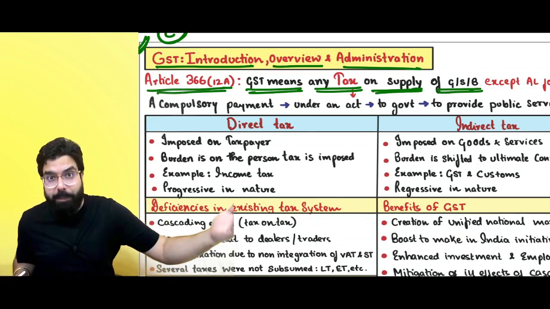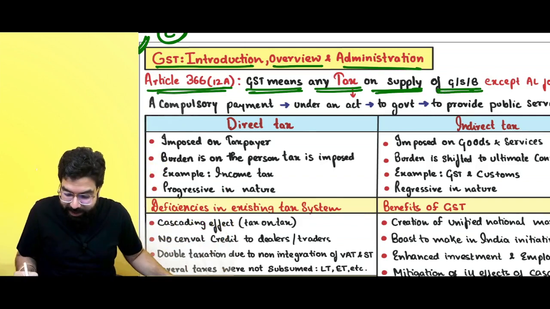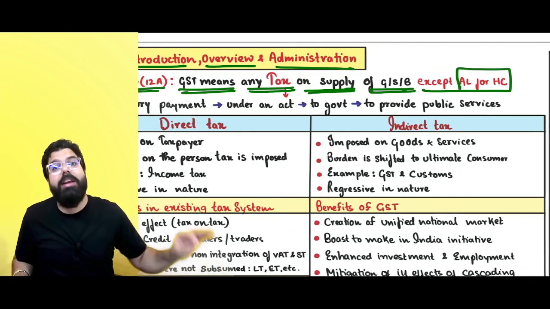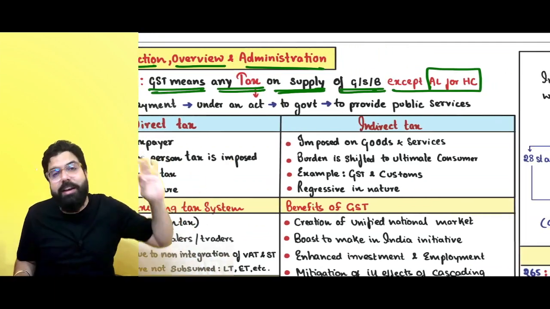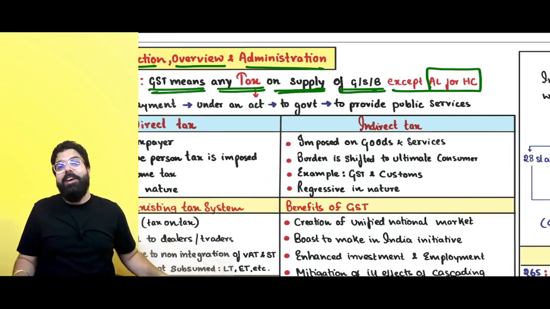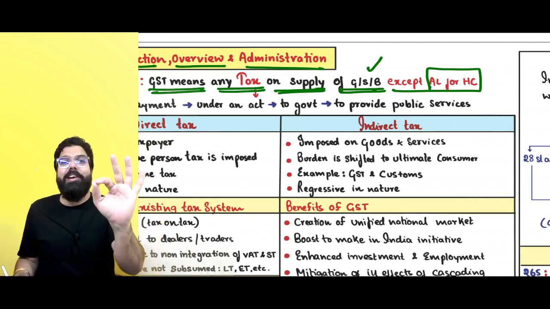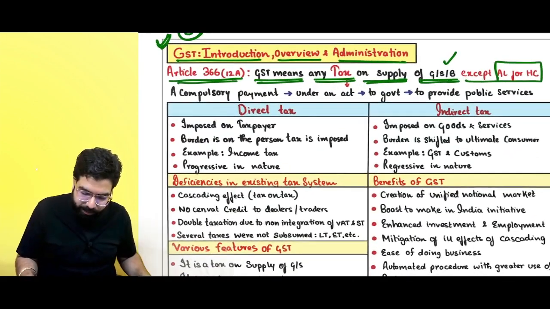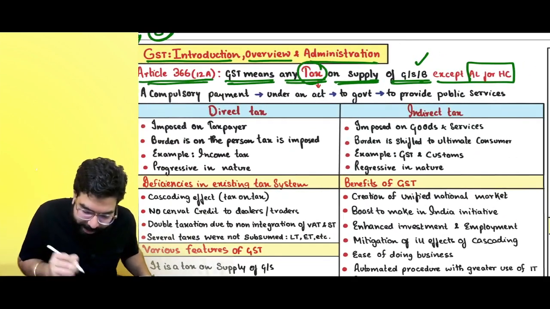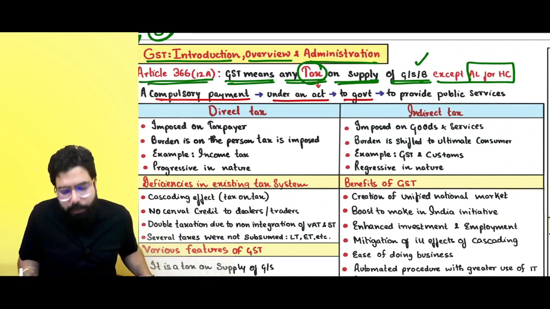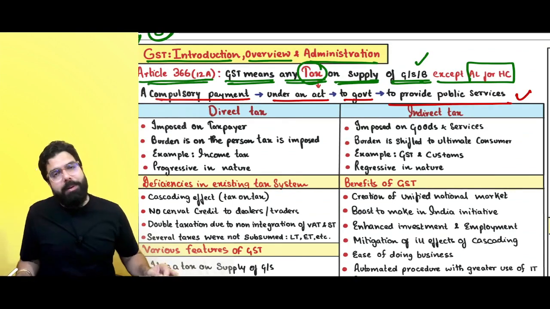So whenever you supply goods, services, or both, GST is a tax which will be levied, except on alcoholic liquor for human consumption. In the Constitution it is written that GST means any tax on supply of goods, services, or both, except alcoholic liquor for human consumption. Sir, what do you mean by tax? Tax means a compulsory payment made under an act to the government to provide various public services.